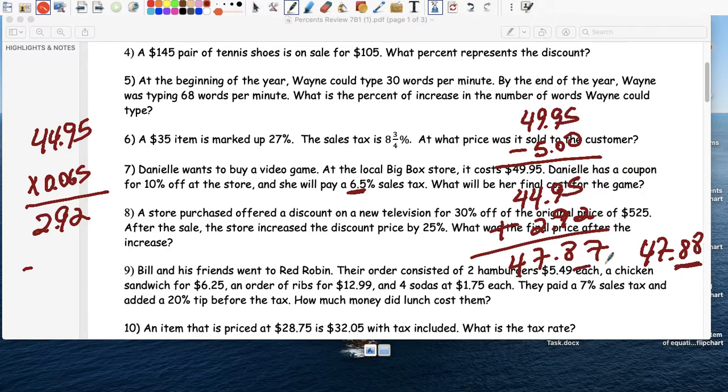So depending on how you do it, if you did it the really fast, direct way, you're going to get $47.88. If you did it the second way, you get $47.87, and that's because of the rounding. It leads you to a little different answer. Yeah, I'll accept both.